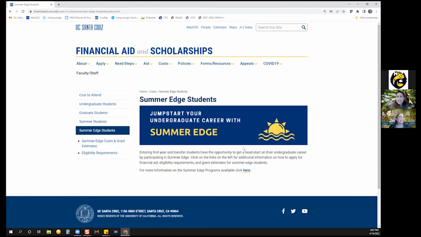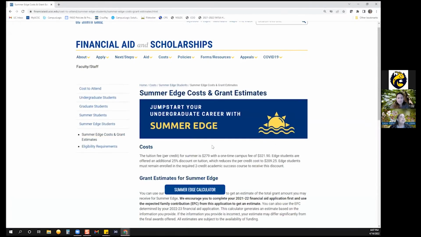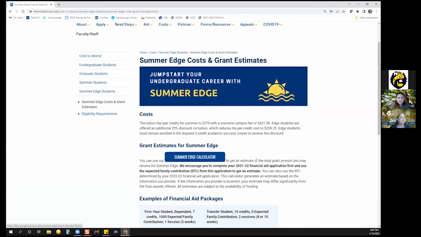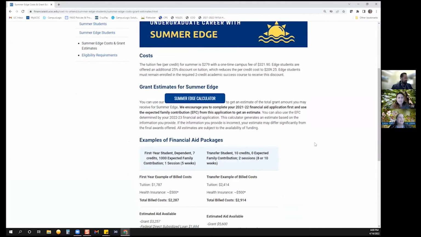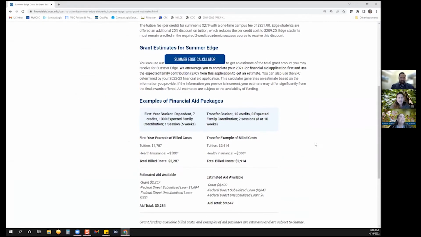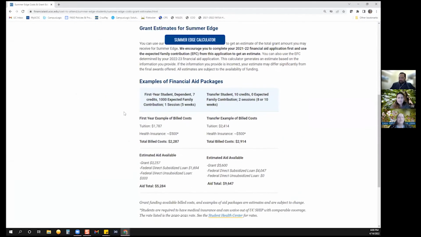We have advisors that specialize in Summer Edge. I'm not one of those advisors, but I can show you where you can see a Summer Edge calculator to estimate your total grants. Looks like Glenn's going to be able to hop on and help answer some questions about Summer Edge in particular. Yeah, I mean, what you've got to remember is with Summer Edge, you can receive financial aid for this upcoming summer.